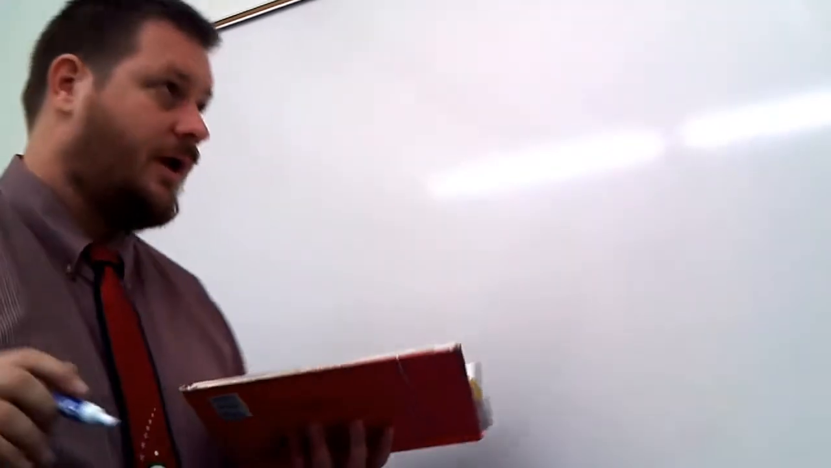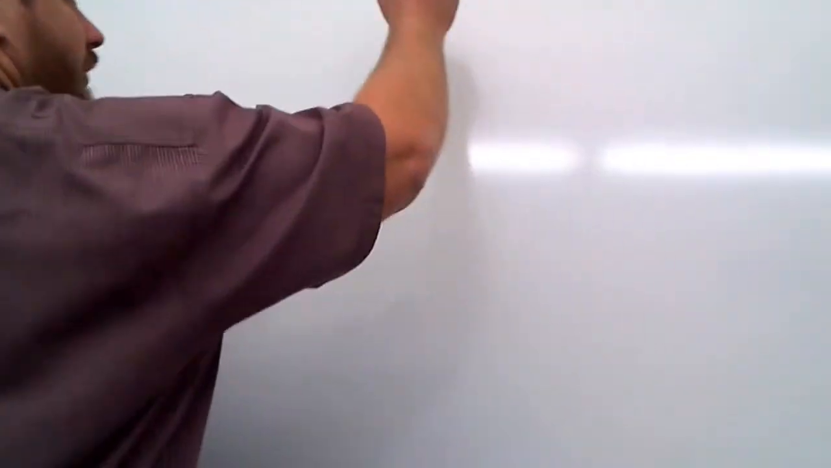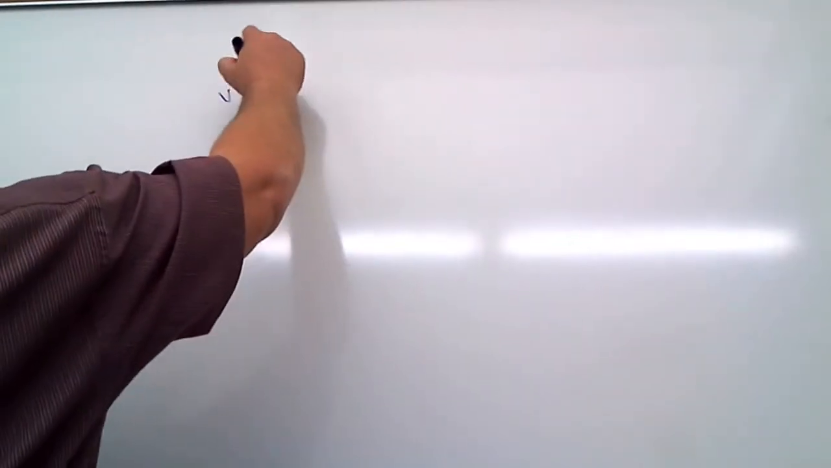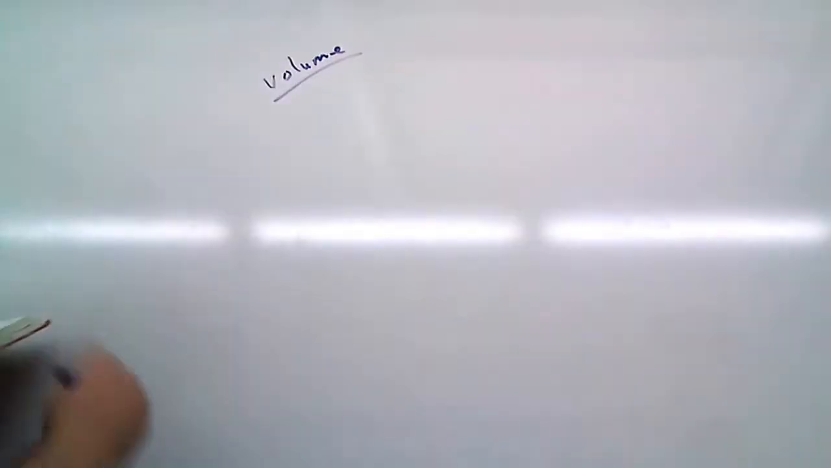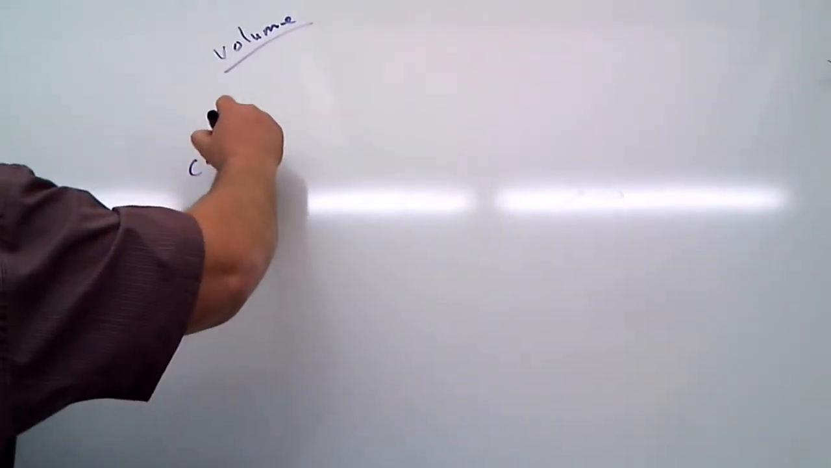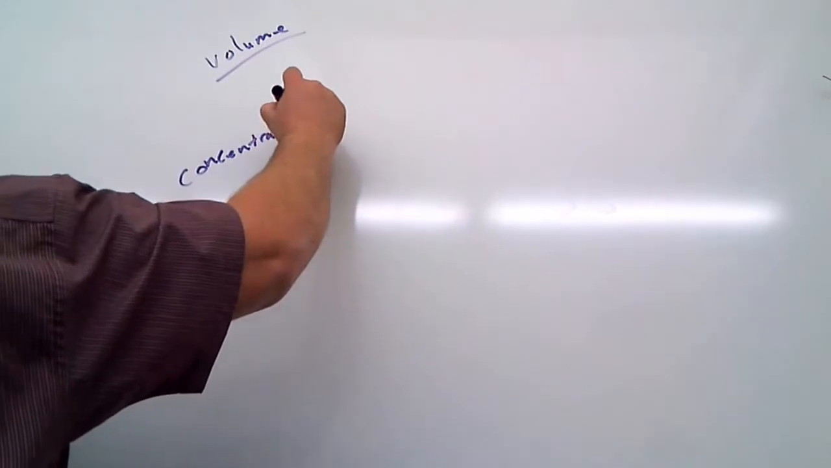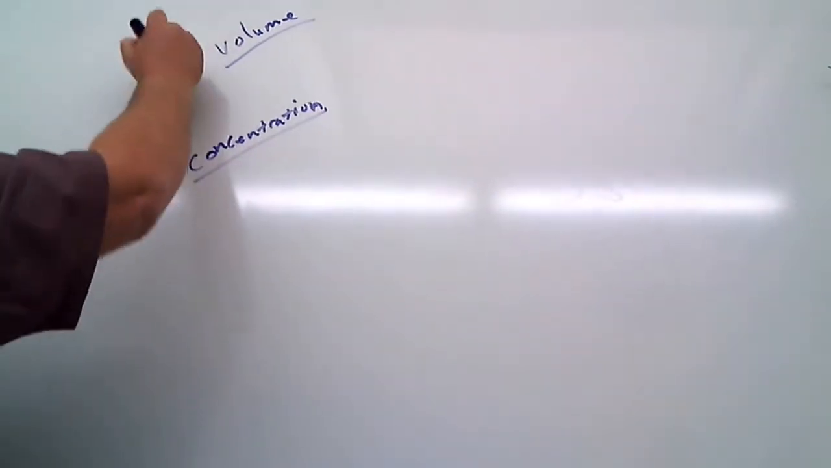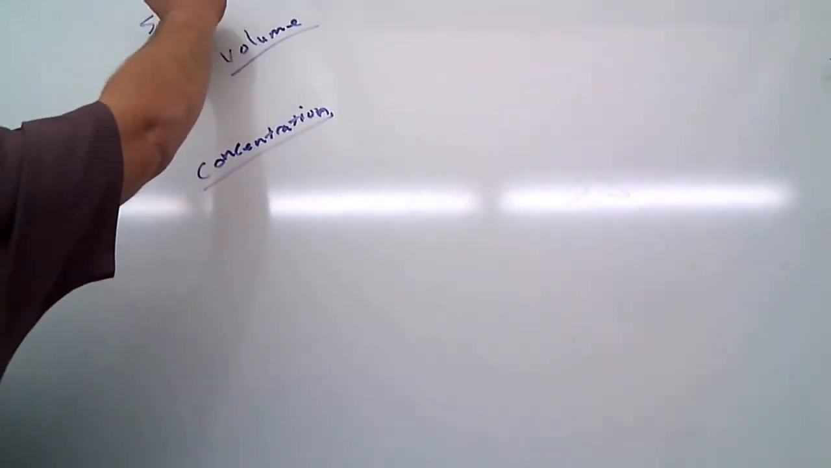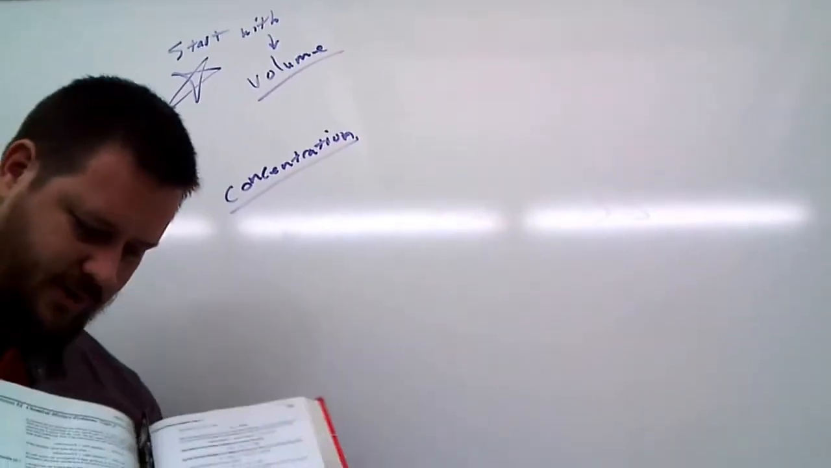So here's how I want you to do these. We need two equations. One of them is going to be volume, and the other one has to do with concentration. Not the game, just percentages of certain chemicals. Always start with the volume. With these kinds of problems, take a look at this little diagram.